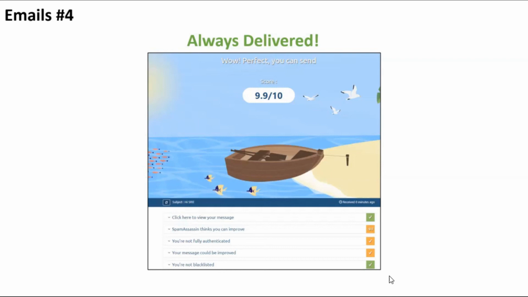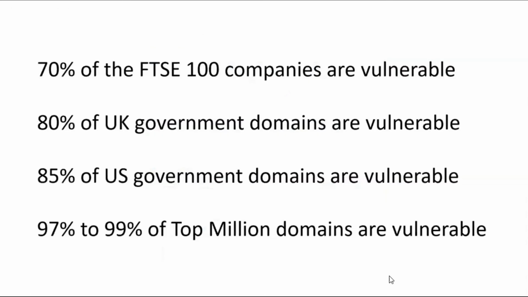People would actually prefer to throw away the legitimate emails for my fake emails. And when I said this is literally your user, this is your boss, this is your CEO, this is the director of the CIA, this is the director of MI5, all of them get through. So we did some scans. 70% of FTSE 100 companies are vulnerable to this, 80% of the UK government, 85% of the US government, so we win. And 97 to 99% of the top 1 million domains.